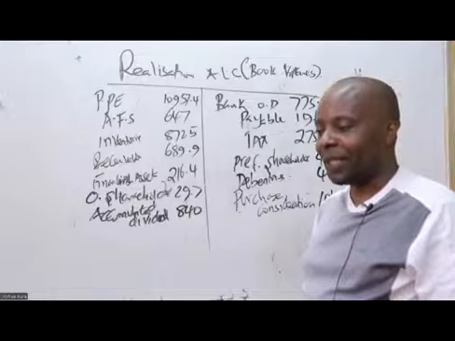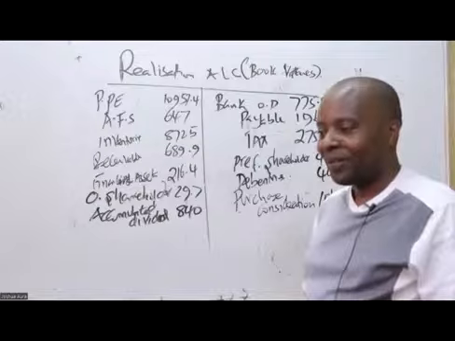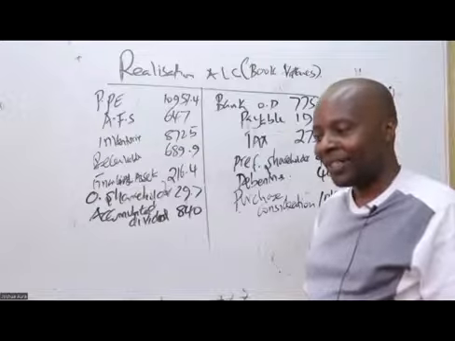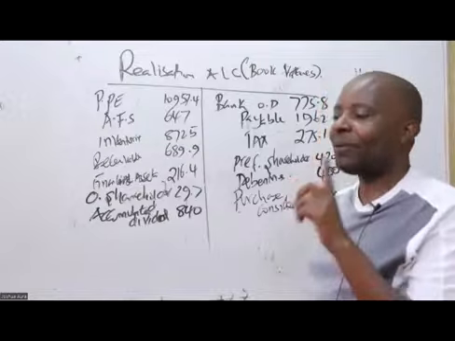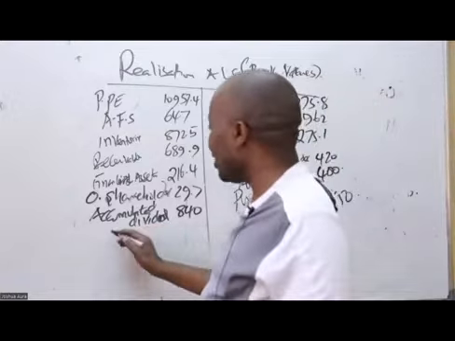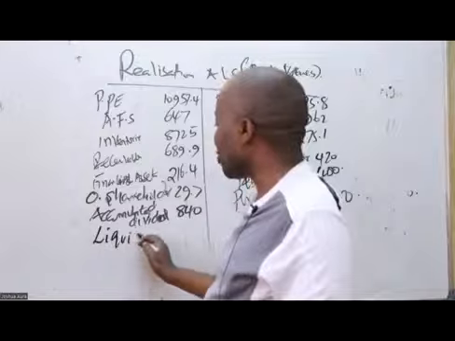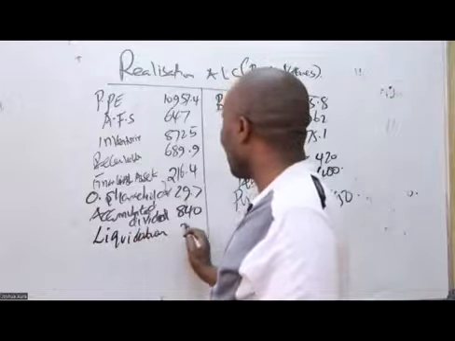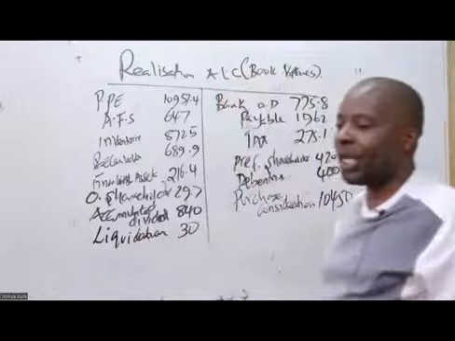Any other thing that they helped us pay? Preliminary expenses, no. Liquidation. They helped us pay the liquidation here. So give us liquidation of 30.